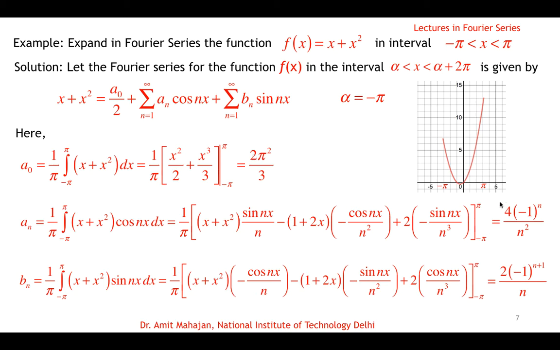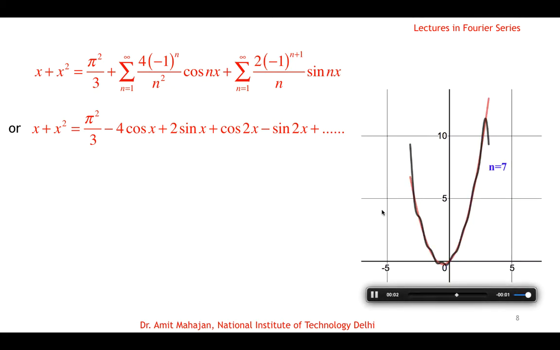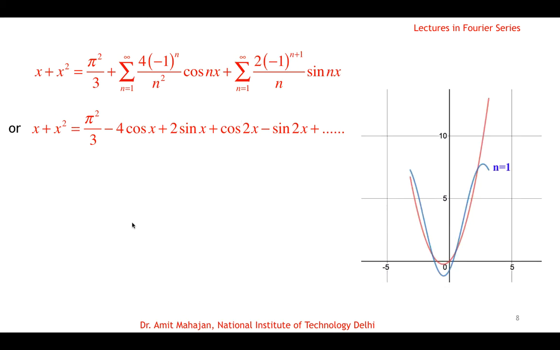So once we have a naught, an and bn, you can substitute them back here to write the Fourier series expansion. So we substitute a naught, an and bn back in this series, and you'll have the infinite series. If you put n equal to 1, 2, and so on, you can write the expansion in this form. Then for different values of n, you can see that the graph is actually converging to this curve, x plus x square in minus pi to pi. Okay, so this is how we calculate the Fourier series expansion.